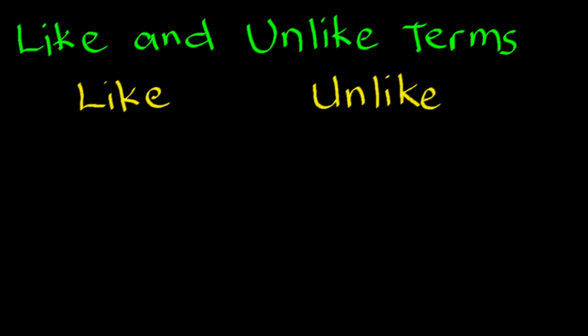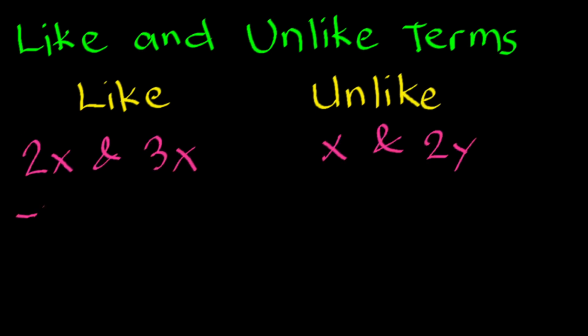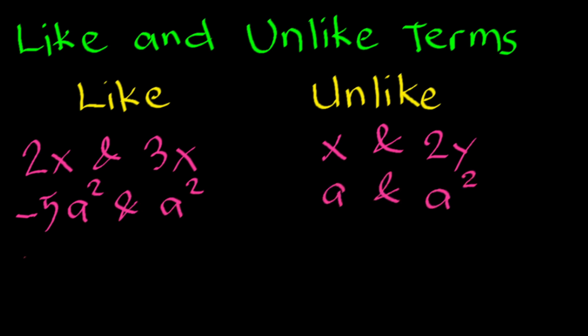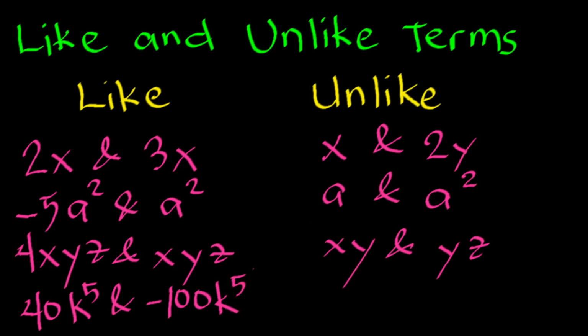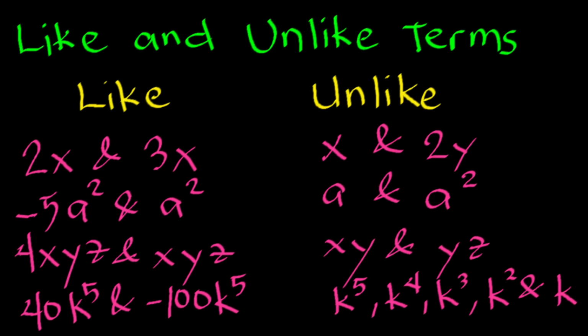One of the most basic skills na kailangan nating matutunan para maging mahusay tayo sa pag-simplify ng mga algebraic expressions ay ang pag-identify ng mga like terms at unlike terms. So kapag sinabing like terms, ito yung mga term na may magkaparehong variable at magkapareho din yung exponents nila. So we have 2x and 3x. Ang variable natin dyan ay x and yung exponent niyan ay 1. And then we have 5a squared and a squared. We have the variable a at ang exponent nila ay 2.